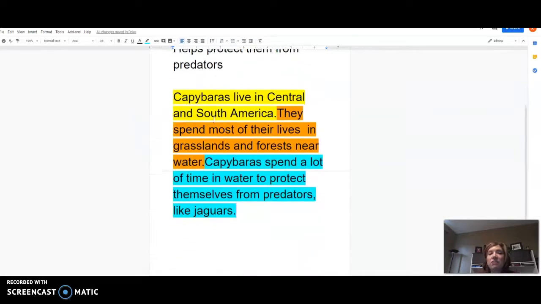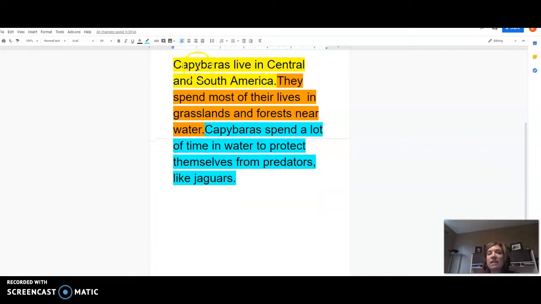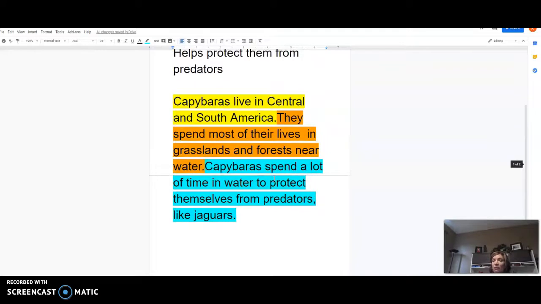Okay, now when I come down and look at my good example. Capybaras live in Central and South America. They spend most of their lives in grasslands and forests near water. Capybaras spend a lot of time in water to protect themselves from predators like jaguars. Do you hear how much better it was? Because we added that who or what at the beginning of each sentence, okay?